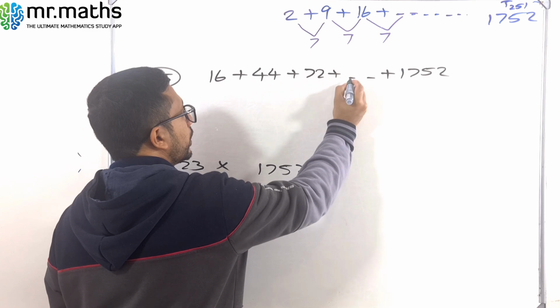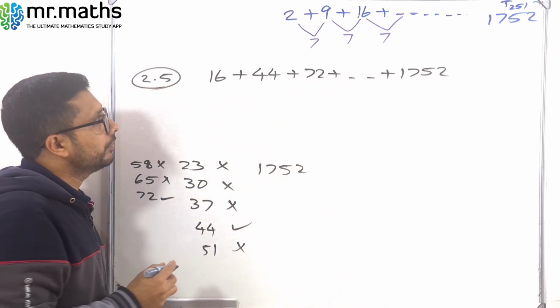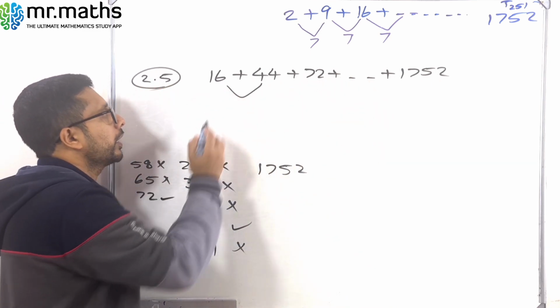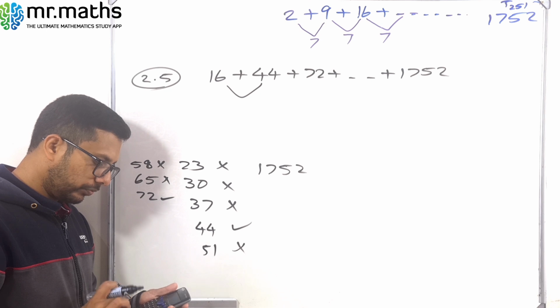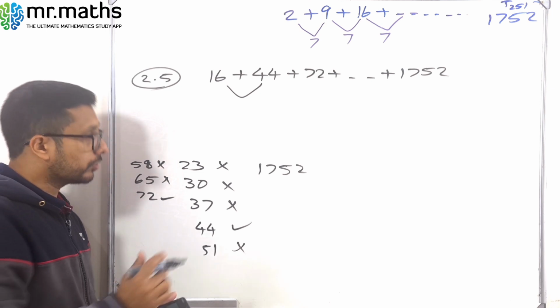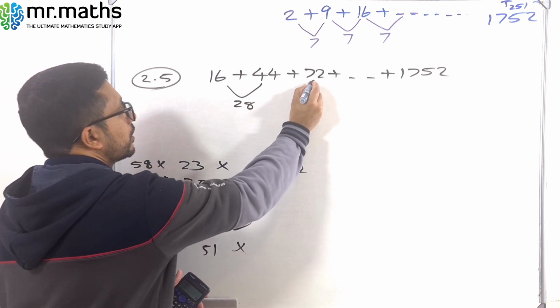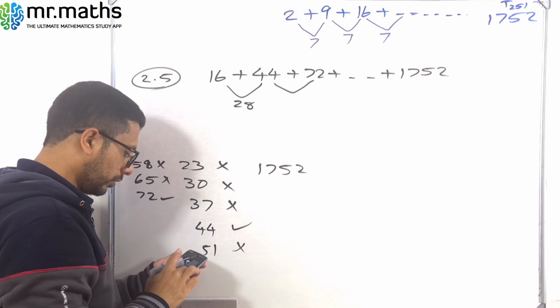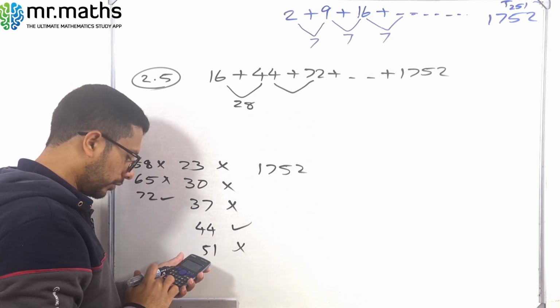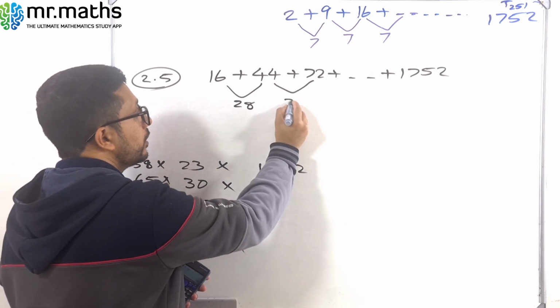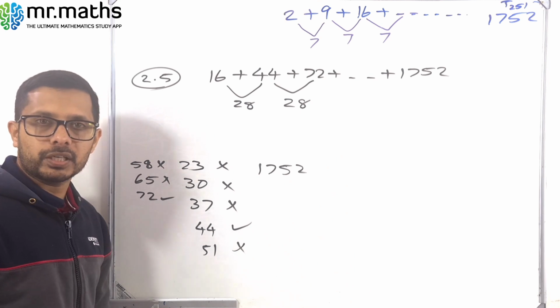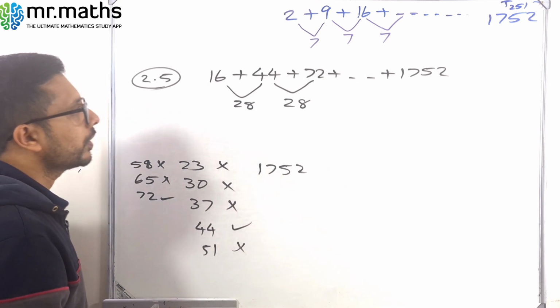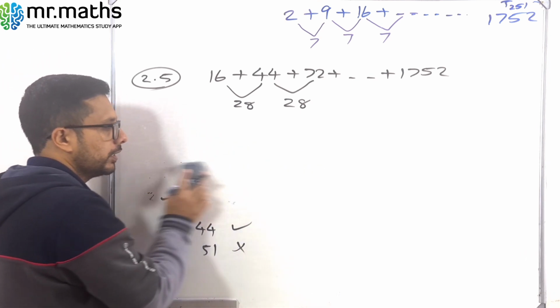Now we can check, are we getting a common difference? What is 44 minus 16? 44 minus 16, 28. 72 minus 44, 28. That means you are getting a common difference. So it means that this one is an arithmetic series.